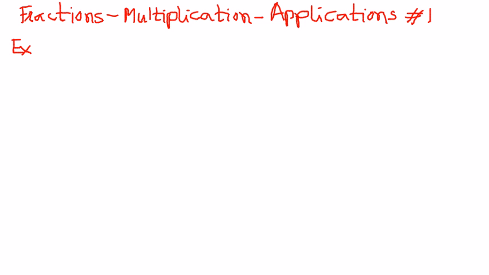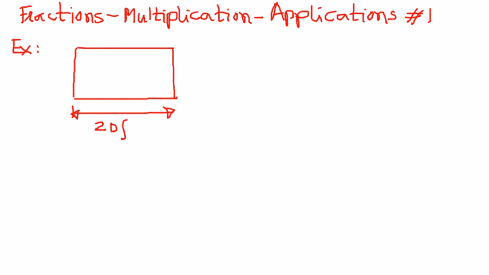Let us say you have a room in your home, and that room is in a rectangular shape. The long side of your room is 20 feet, and the short side is 10.5 feet. We want to find the area of the room.